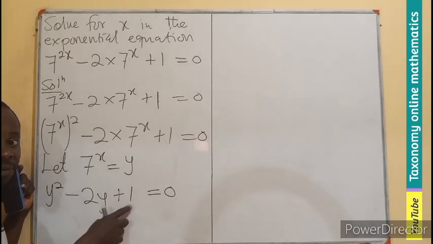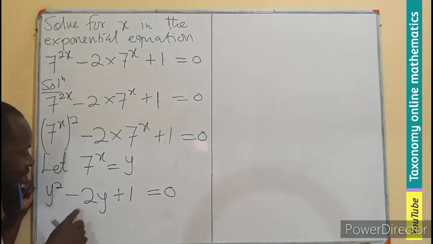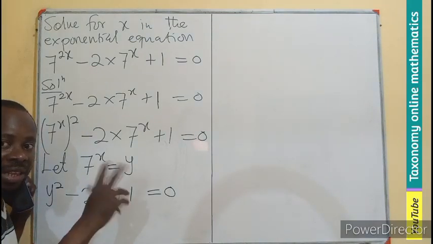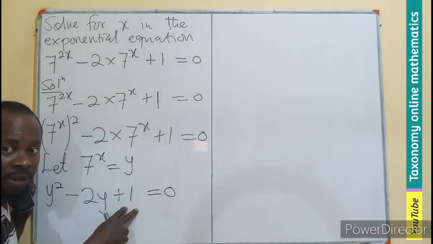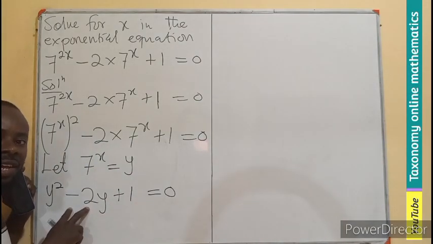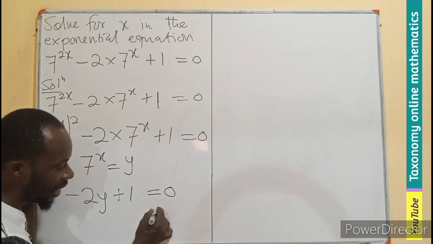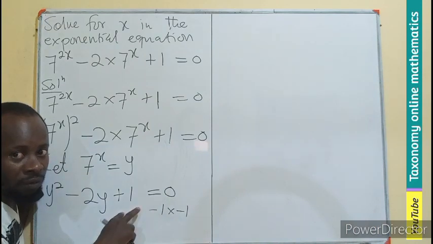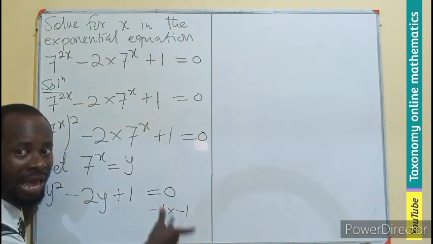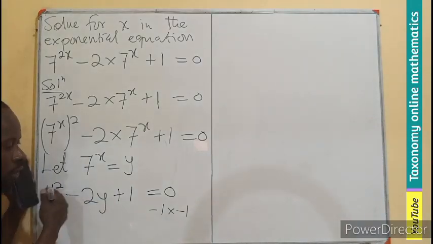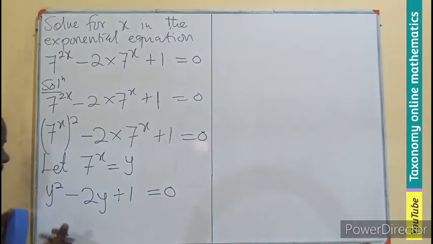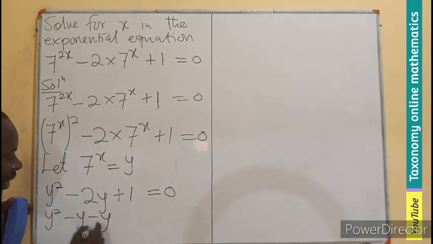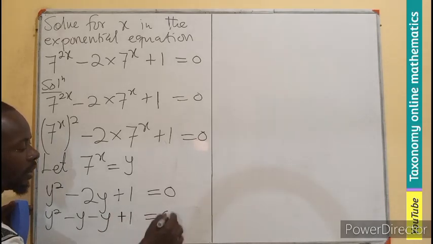What do we do? We look for factors of 1 that, when we add, give us negative 2. Since the product is positive, it means the two factors have to be negative, and the two negative factors will give us negative 2. As in, negative 1 times negative 1 gives us positive 1. These are the factors of 1. If you add negative 1 and negative 1, you get negative 2. So right away, our factors are going to be y squared minus y, which is 1y, minus another 1y, plus 1 equals 0.